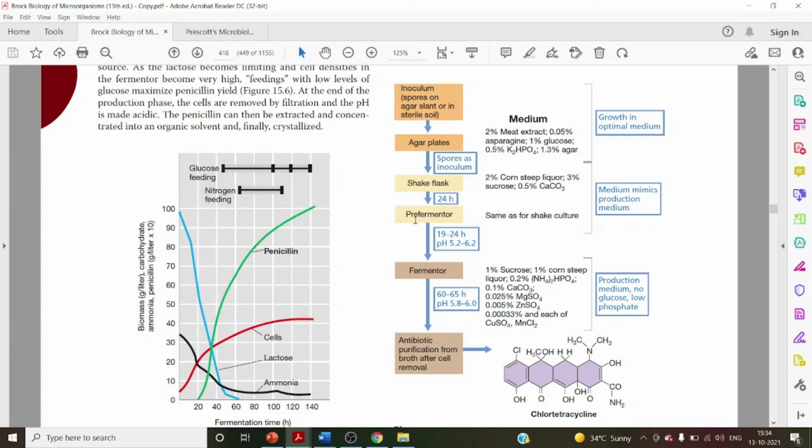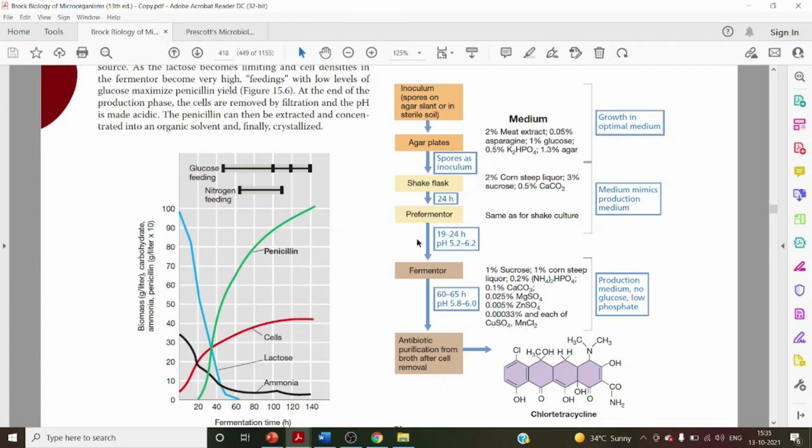Now in the culture flask, the spores are incubated for 24 hours. Then in the pre-fermenter, the cells are again inoculated with the same medium: 2% corn steep liquor, 3% sucrose, and 0.5% calcium carbonate. The pre-fermenter is a small lab fermenter, with a small capacity like 5 liters or 10 liters. Cells are grown in this medium for 19 to 24 hours, and pH is maintained at 5.2 to 6.2.